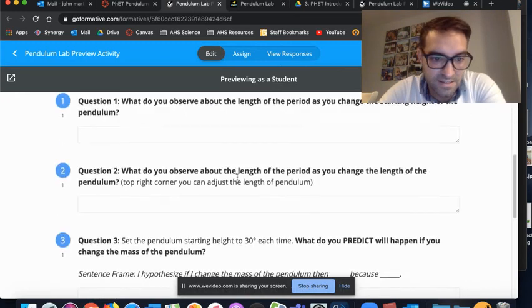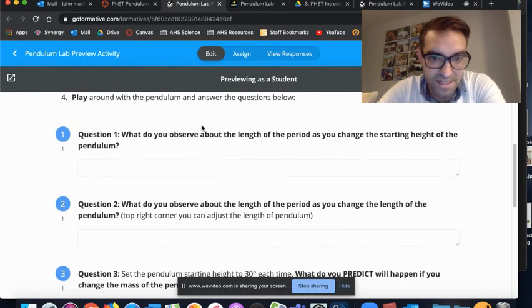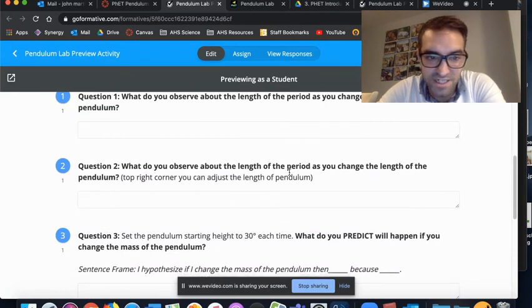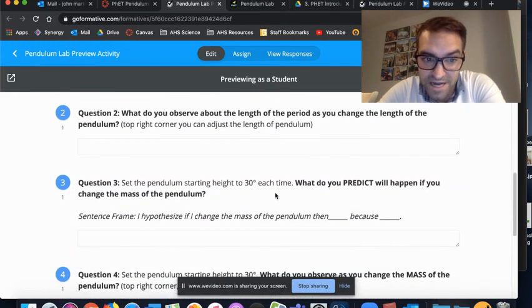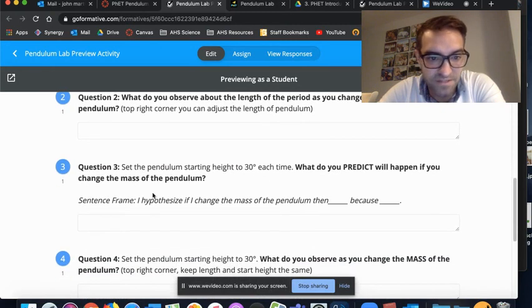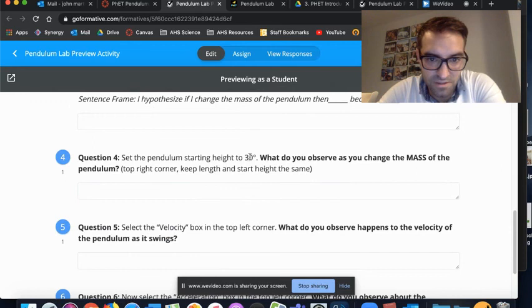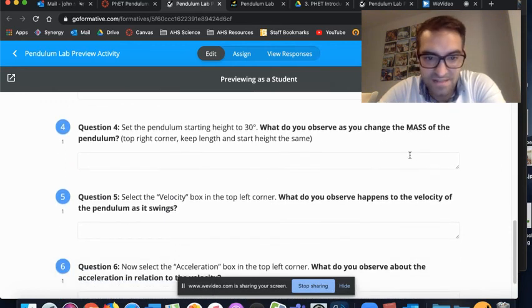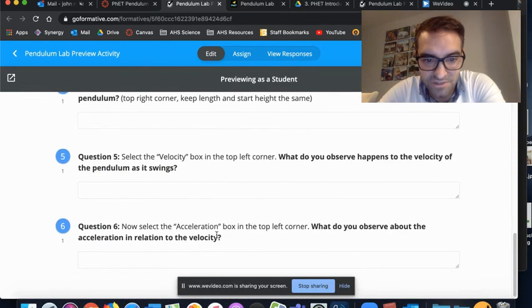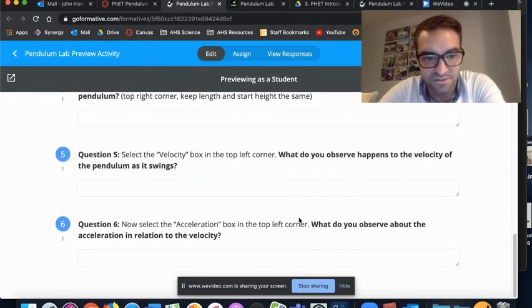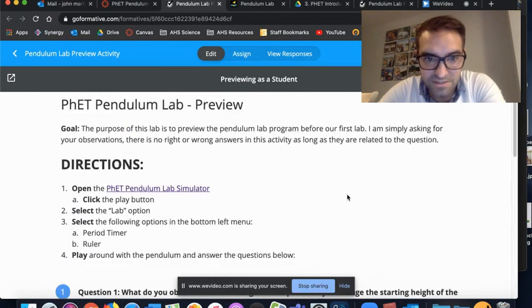And I'm asking you to go through and just respond to these, like the length of the period as you change the starting height. What do you observe about the length of the period as you change the length? What do you predict will happen if you change the mass of the pendulum? And so if you need help with a little hypothesis, I've given you a sentence starter here. Again, more little directions. What do you observe about the change of the mass? And then comparing and contrasting the velocity and acceleration arrows. And that's it to help you get started. Let me know if you have questions.